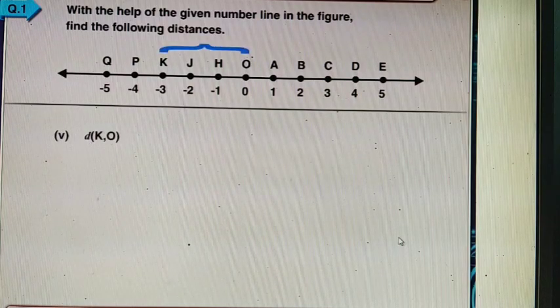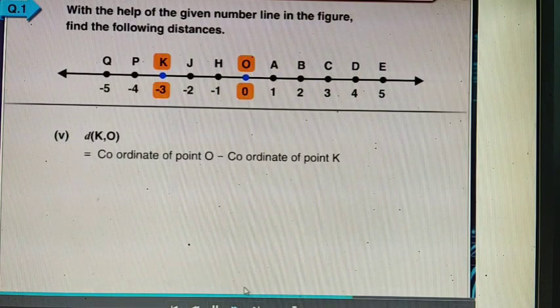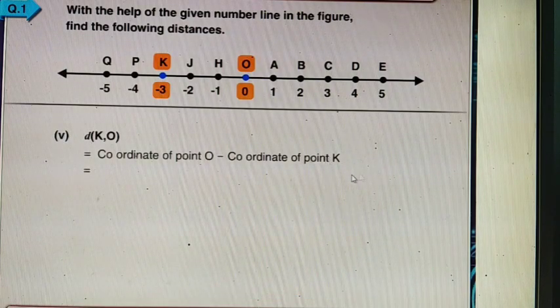Fifth, distance between K and O. Here O is greater than minus 3. Therefore coordinate of point O minus coordinate of point K, which is equal to 0 minus minus 3, which is equal to 0 plus 3 is equal to 3.